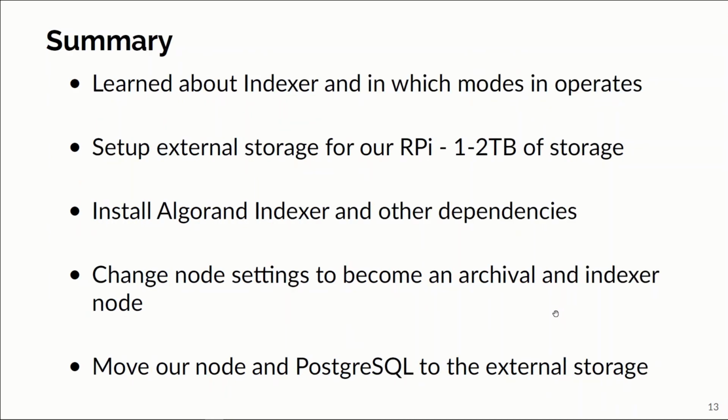So to summarize, today we have learned about Indexer and in which modes it can operate. We set up an external storage for our Raspberry Pi, which I would recommend should be 1 to 2 terabytes of storage. We installed the Algorand Indexer and other dependencies on it. We changed the node settings to become an archival and indexer node. And finally, we moved all of the dependencies to the external storage, and we started our daemon, which is running in the database updater mode, where we are fetching all of the latest data to our Postgres database. So later on we can query for all of the available data in the database.